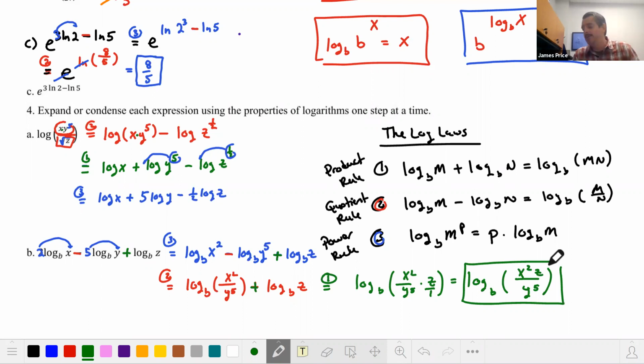Always work left to right when you're not sure which one, subtraction or addition, to do first. And that is an order of operations type of thing. You have to be a little bit careful there. So always left to right. All right, I'm going to check this, and it looks good. All right, so I think that's it.